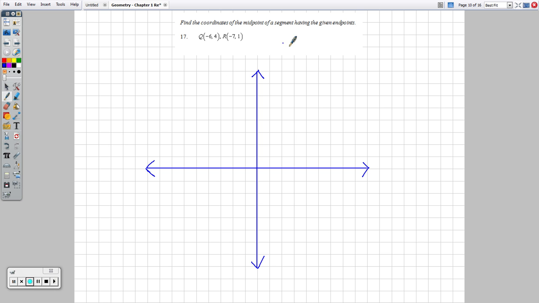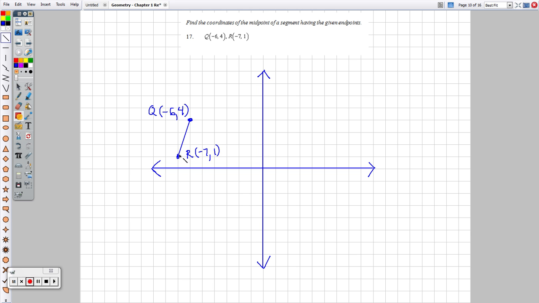Let's draw these in. So you have -6, 1, 2, 3, 4, 5, 6, and +4, 1, 2, 3, 4. So there's -6, 4. That's point Q. And then -7, 1. So back 7, up 1 would be right here. That's point R. Now I don't have to draw the picture to figure this one out, but I think it's helpful to see what's going on visually. And so I'm trying to find the midpoint of that segment.